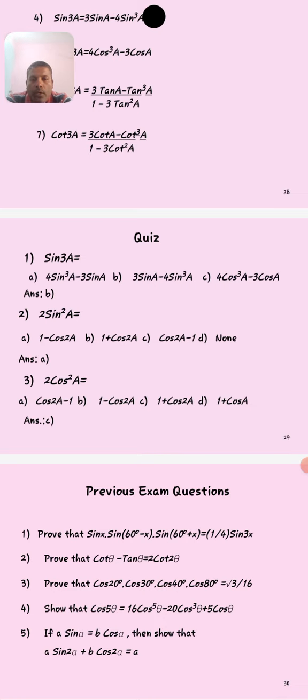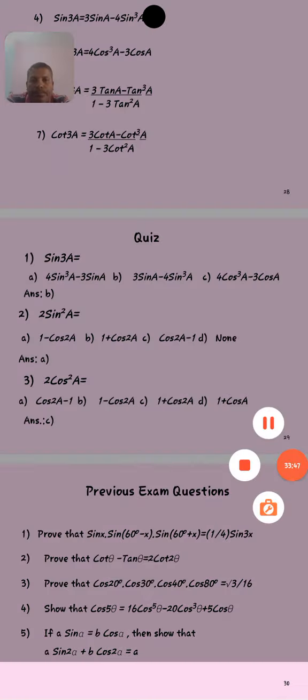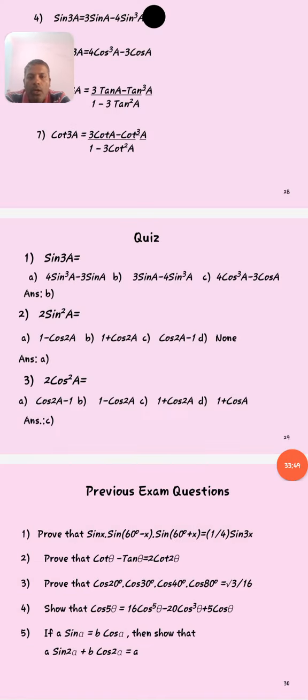Number 4: show that cos 5 theta is equal to 16 cos power 5 theta minus 20 cos cube theta plus 5 cos theta. Number 5: if sin alpha is equal to b cos alpha, then show that a sin 2 alpha plus b cos 2 alpha is equal to b.